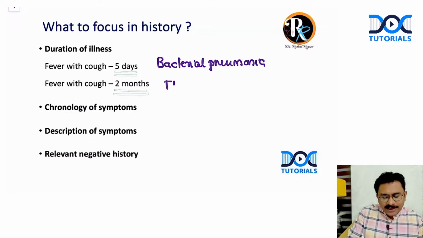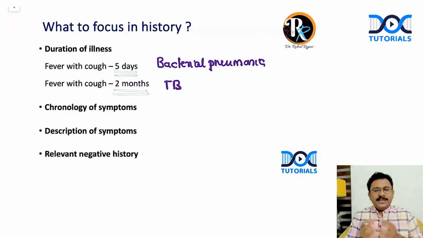I'm not saying that any case with fever and cough of 5 days is a pneumonia, but I'm just trying to tell you that there are certain differentials that you should consider when the patient presents with a short duration illness versus the differentials that you should consider in a patient with relatively chronic illness. So that is very, very important, the duration of symptoms.